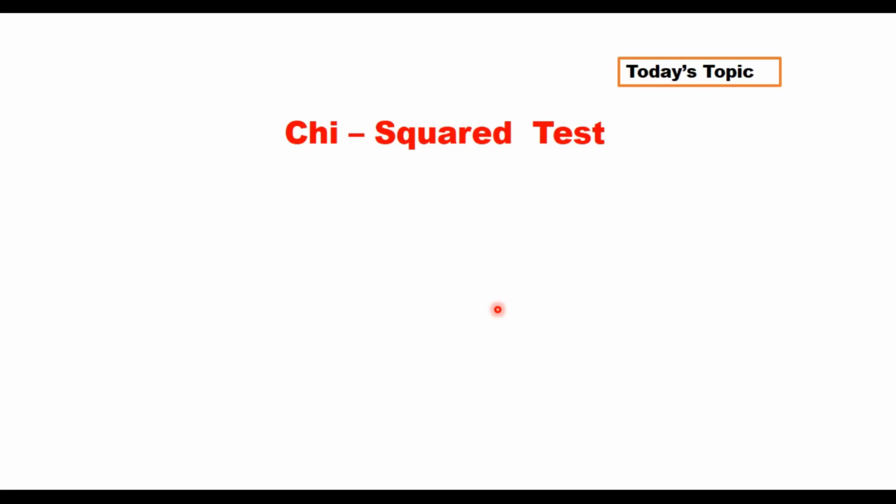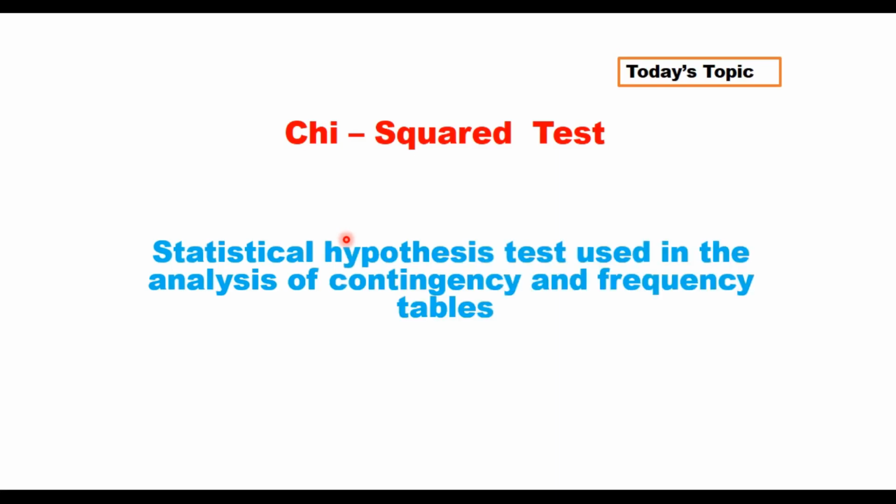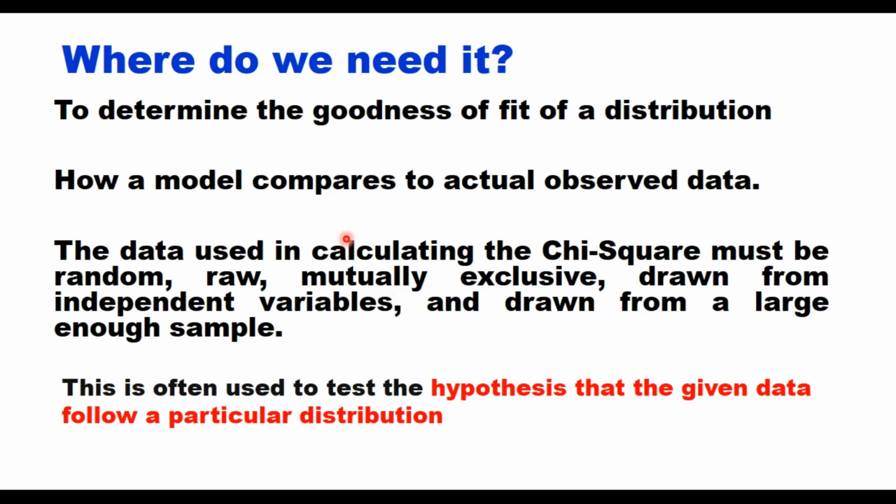Hello friends, today in this session we will discuss the Chi-Squared test. This is a statistical hypothesis test which is used in the analysis of contingency and frequency tables. The Chi-Squared test is used to determine the goodness of fit of a distribution, how a model compares to actual observed data. But an important point is that the data used in calculating the chi-square must be random, raw, mutually exclusive, drawn from independent variables, and drawn from a large enough sample. This is often used to test the hypothesis that the given data follow a particular distribution.